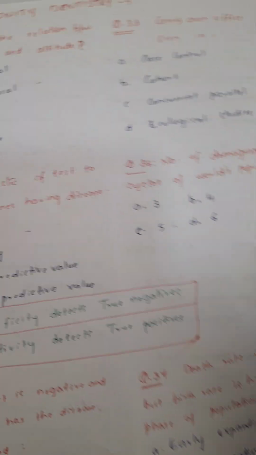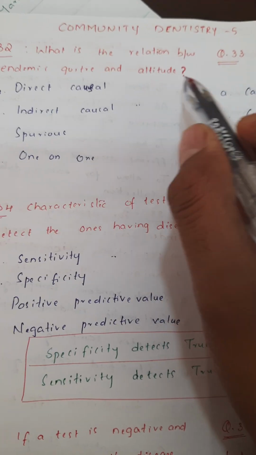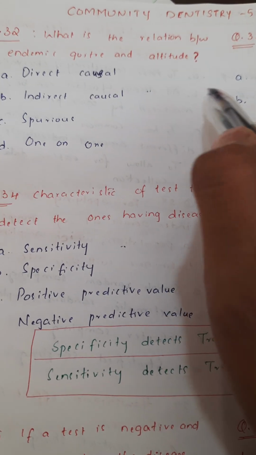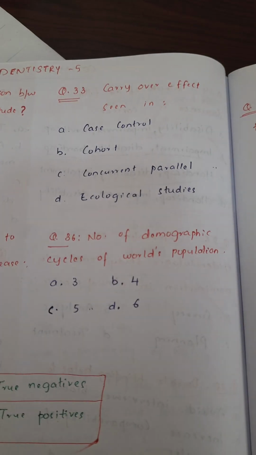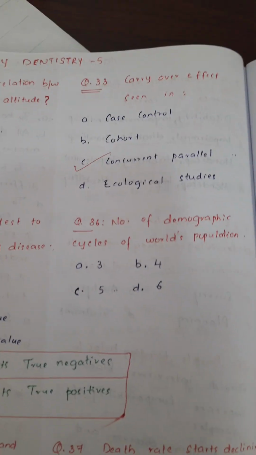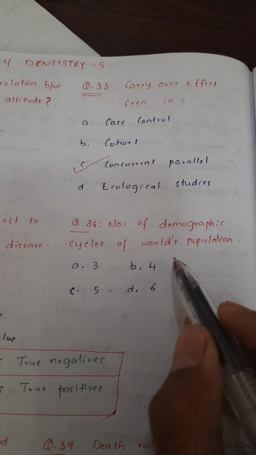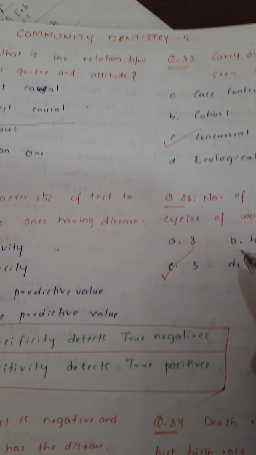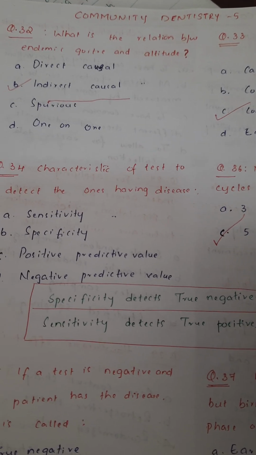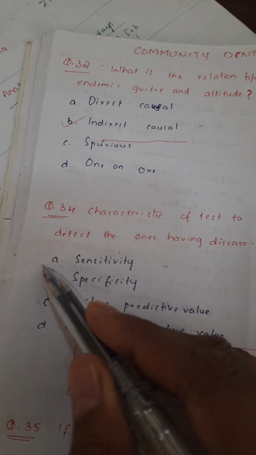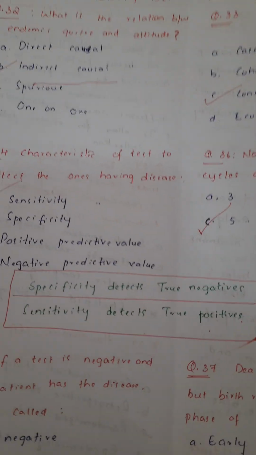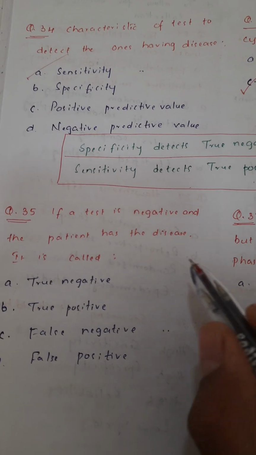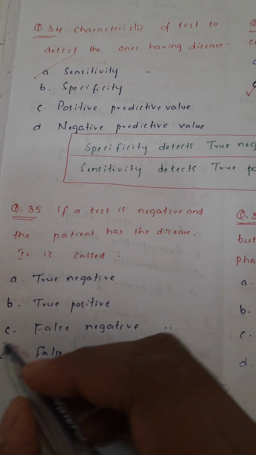And then next question is, what is the relation between endemic goiter and altitude? It is indirect causal. They are not directly related. Carryover effect seen in concurrent parallel studies. And number of demographic cycles of world population are 5. And the characteristic of test to detect the ones having disease is known as sensitivity. If you see, specificity will detect true negative, whereas sensitivity detects true positives. And if a test is negative and the patient has the disease, it is known as false negative.